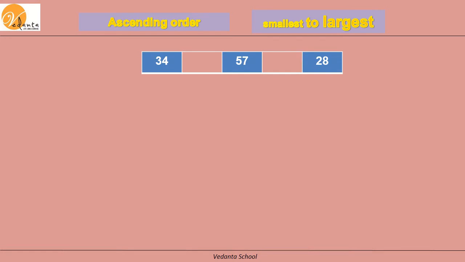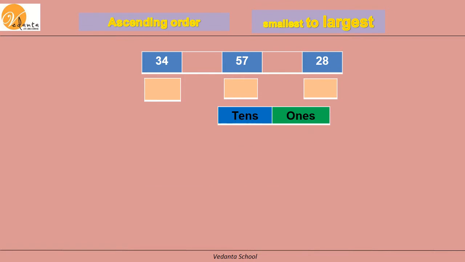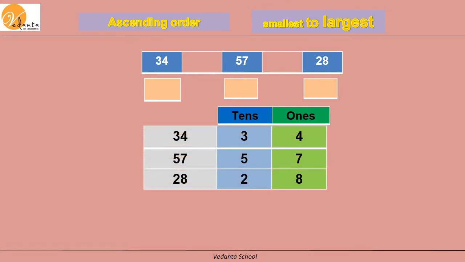So these are the three numbers. What are these numbers? 34, 57 and 28. You will arrange them in this space provided. The first step, I have tabulated the digits of each and every number in tens place and ones place. If you are not able to follow, you can pause the video and look at what I have done. So from 34, I have written the 3 in the tens place and 4 in the ones place.